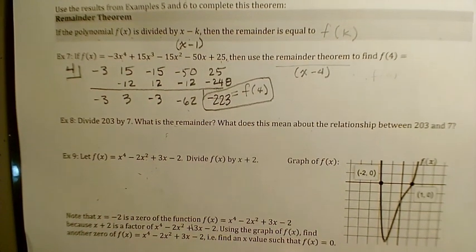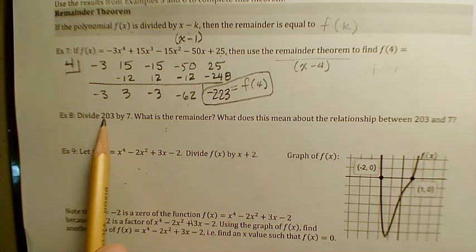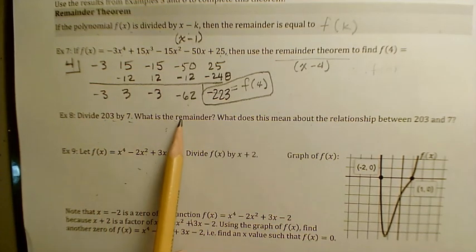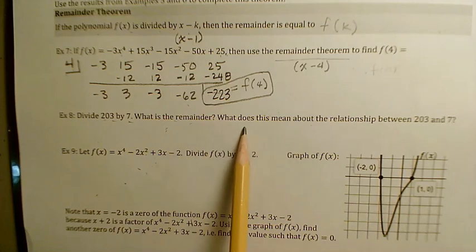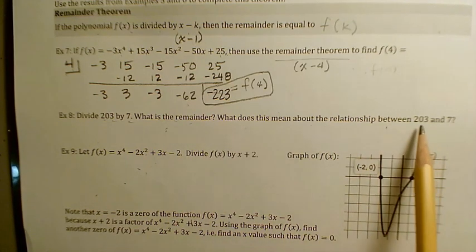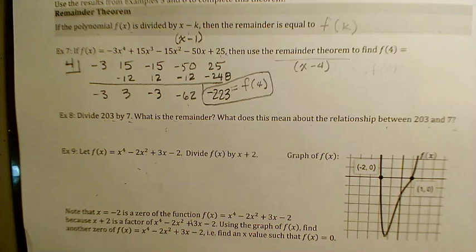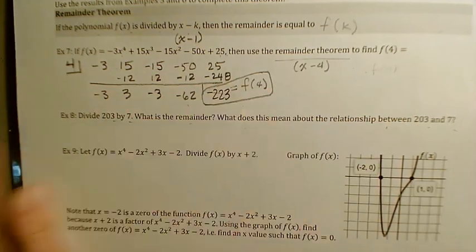Okay. Number 8, divide 203 by 7. What's the remainder? And what does this mean about the relationship between 203 and 7? So let's do long division.